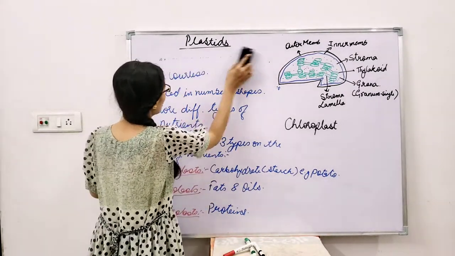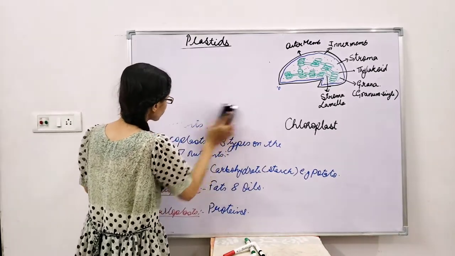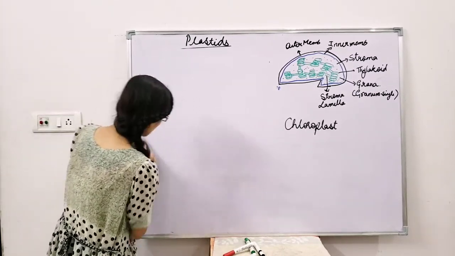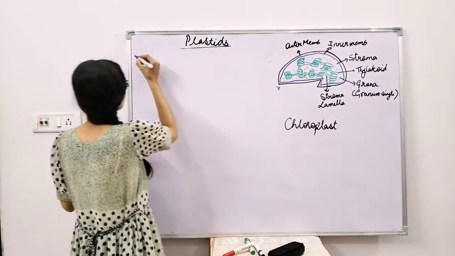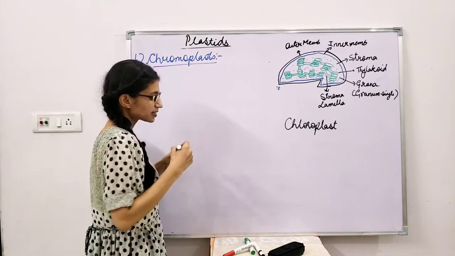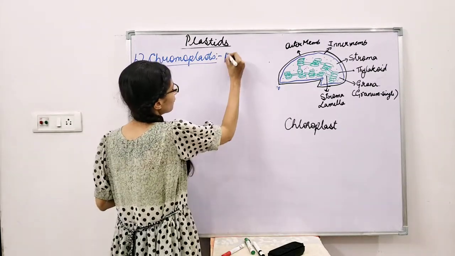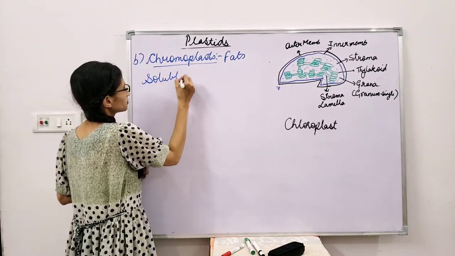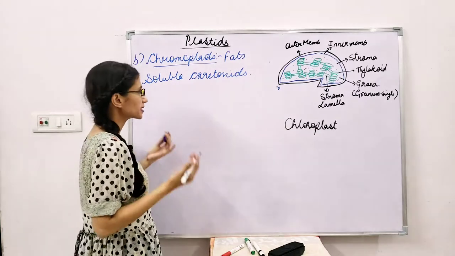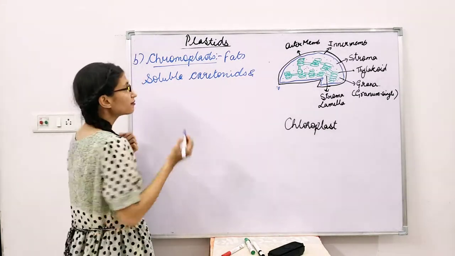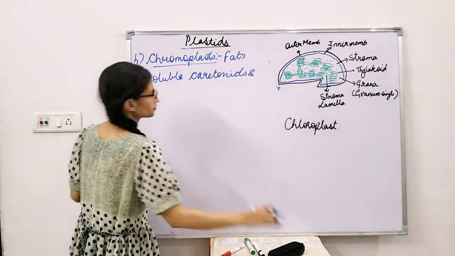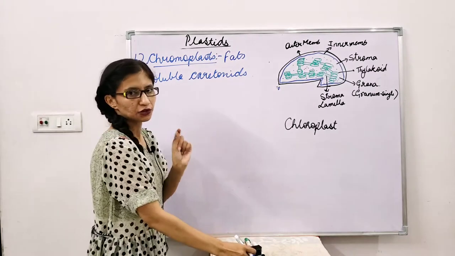Now we'll move ahead with the second plastid, that is the chromoplast. What does the chromoplast store, or what does the chromoplast actually do? Chromoplasts have fat soluble carotenoids present in them. They have fat soluble carotenoids.